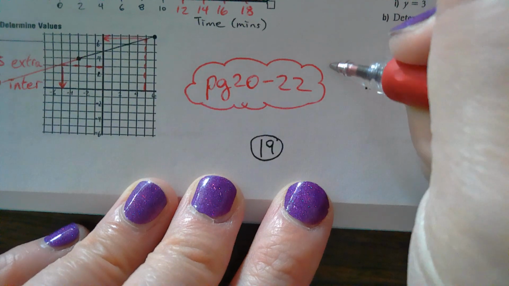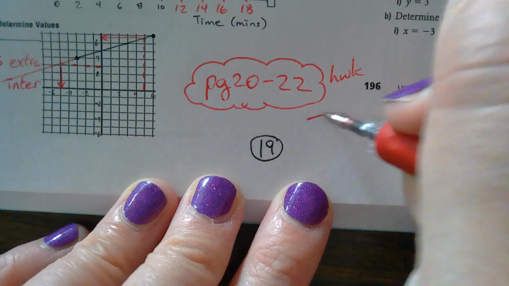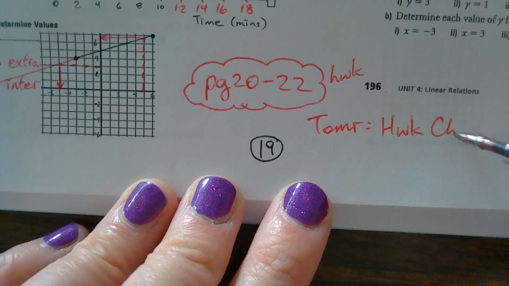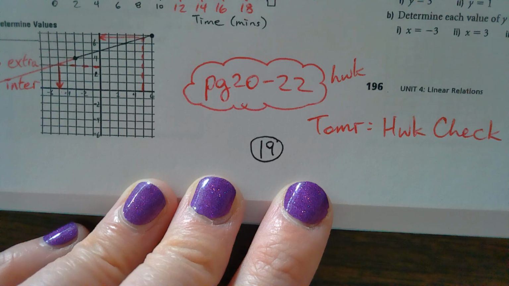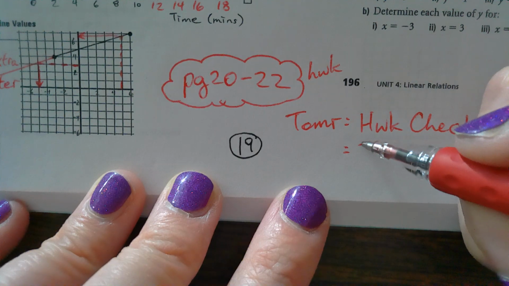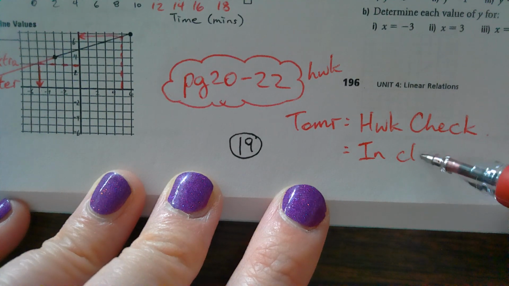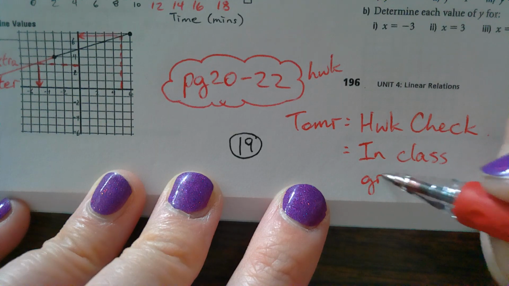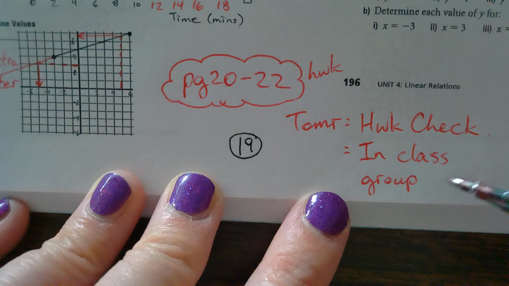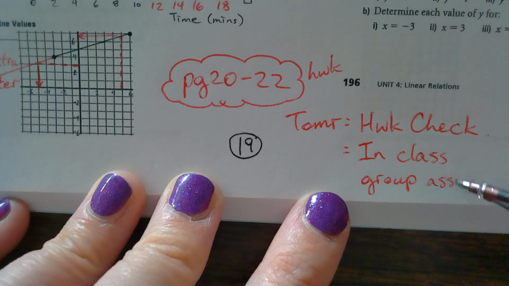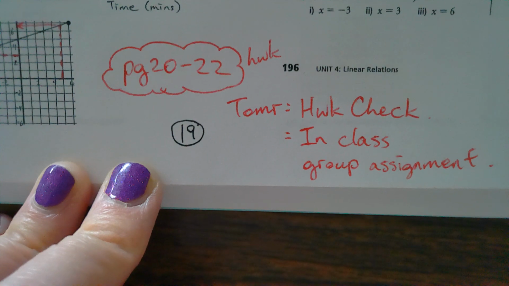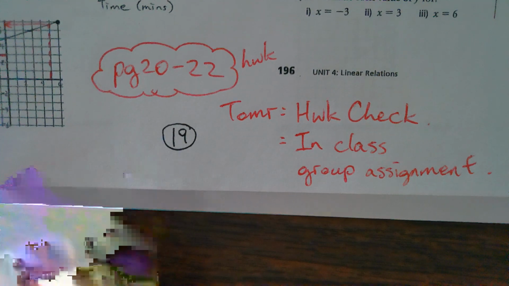So homework tomorrow. Two things. One, homework check. Okay, so basically all of chapter 5 from page 6 to 22. And then also the in-class group assignment. In class. Friday. Today's Thursday only. Okay. All good. No surprises.